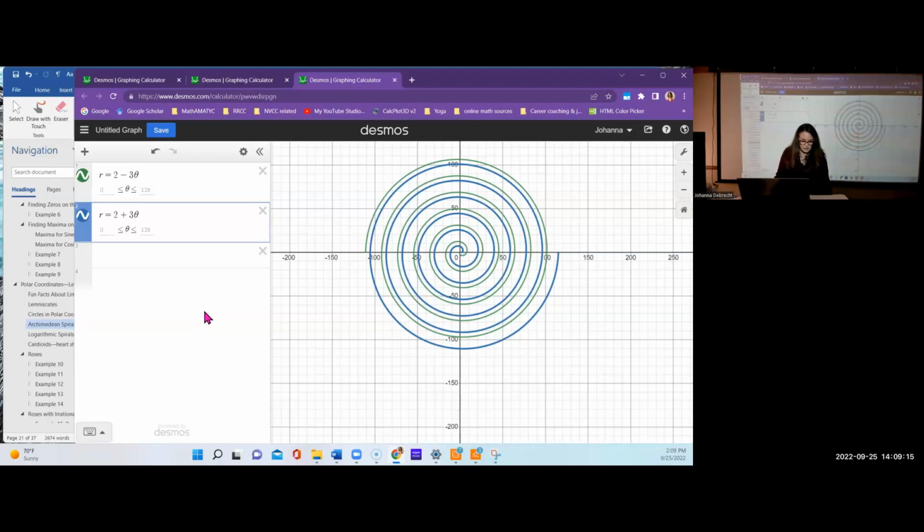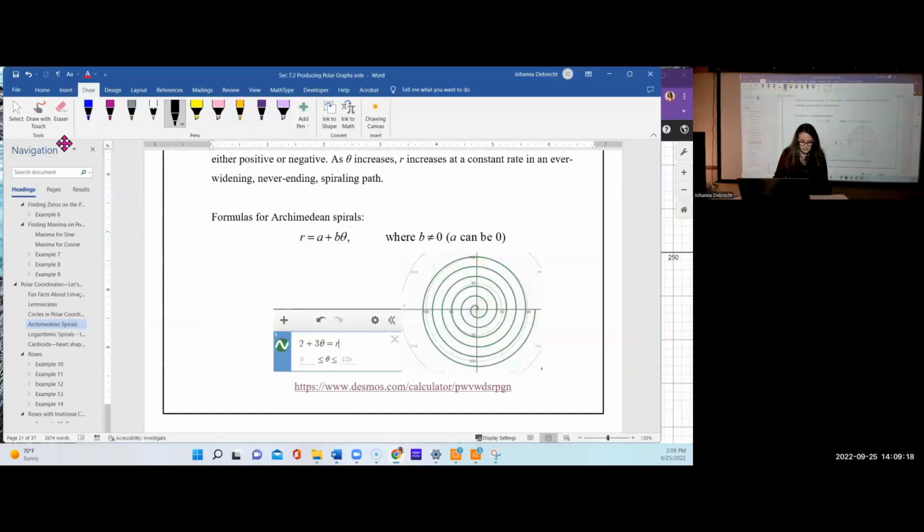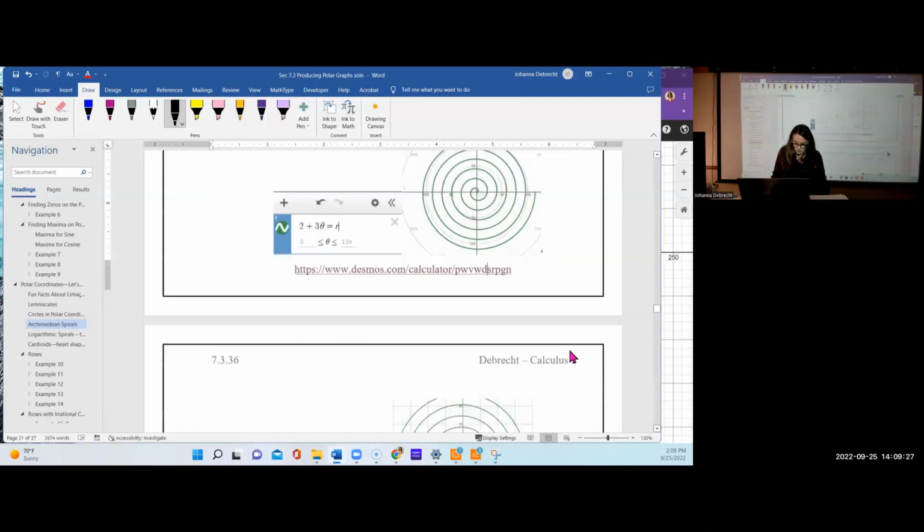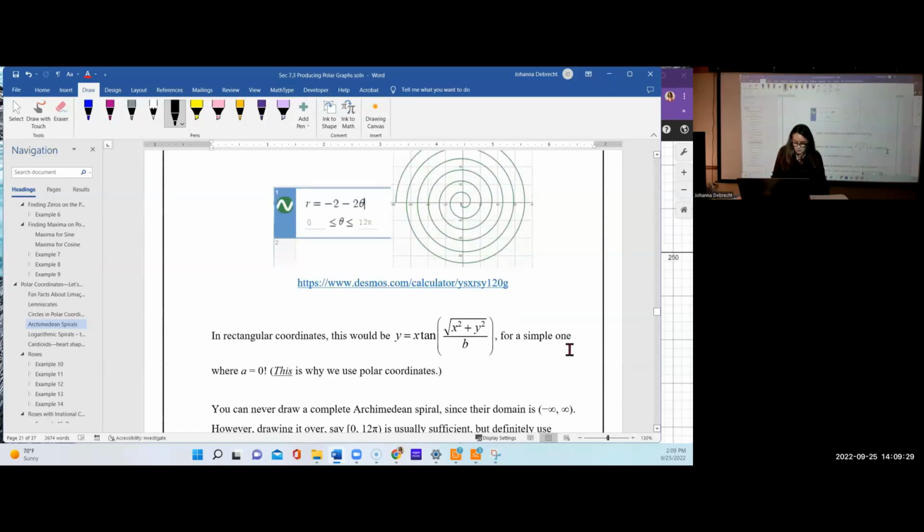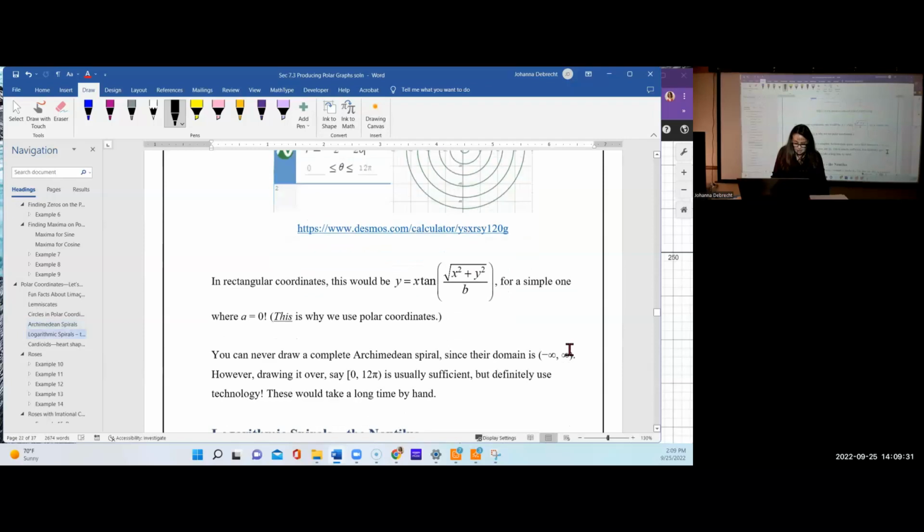All right. So do I expect my students to memorize these equations? No, I don't. I expect you to kind of recognize it when you see it, but I don't expect you to memorize it. And there's another one right there.